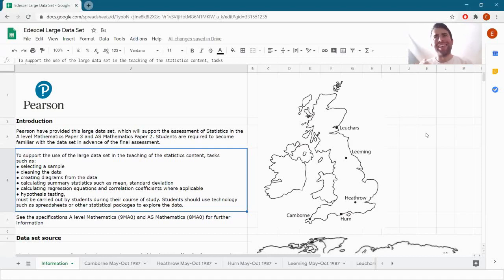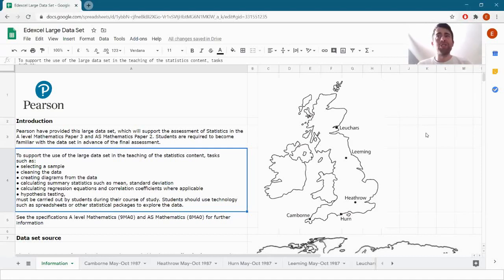So how is it used in the A-level course? Let me be clear now, you will not be examined on how to use a spreadsheet. Your final exam is on paper, it's not on a computer, you won't be asked anything about how to use a spreadsheet. But using this spreadsheet along the way in the course will help us to understand some bits of mathematics that will be examined, like mean and standard deviation and stuff like that.